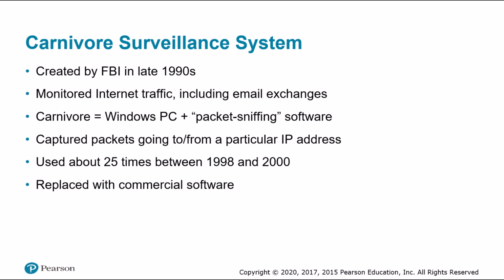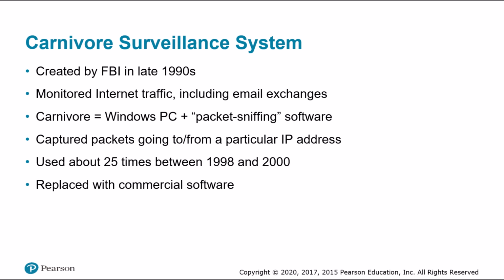The FBI developed the Carnivore system in the late 1990s to monitor internet traffic, including email messages. The system itself consisted of a Windows PC and packet sniffing software capable of identifying and recording packets originating from or directed to a particular IP address. Armed with a search warrant, the FBI would set up its Carnivore system at the suspect's internet service provider.